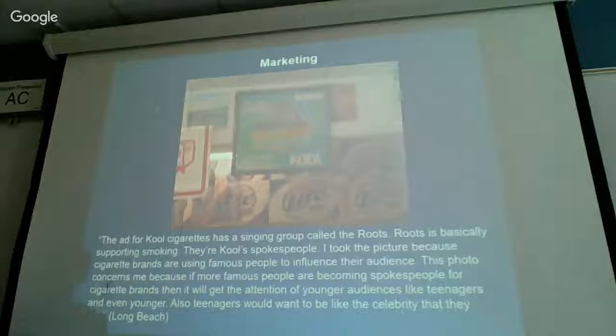And then they started taking pictures. I'm going to show you 3. This follows the SHOWED method, if you can see. So this is an ad for Cool Cigarettes that has a singing group called The Roots. So this is The Roots promoting Cool Cigarettes. Roots is basically supporting smoking. They're cool spokespeople. I took the picture because cigarette brands are using famous people to influence their audience.